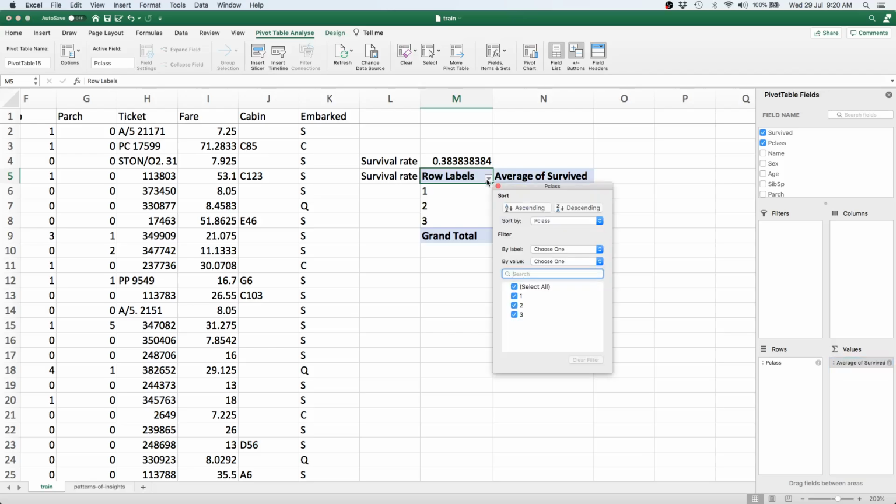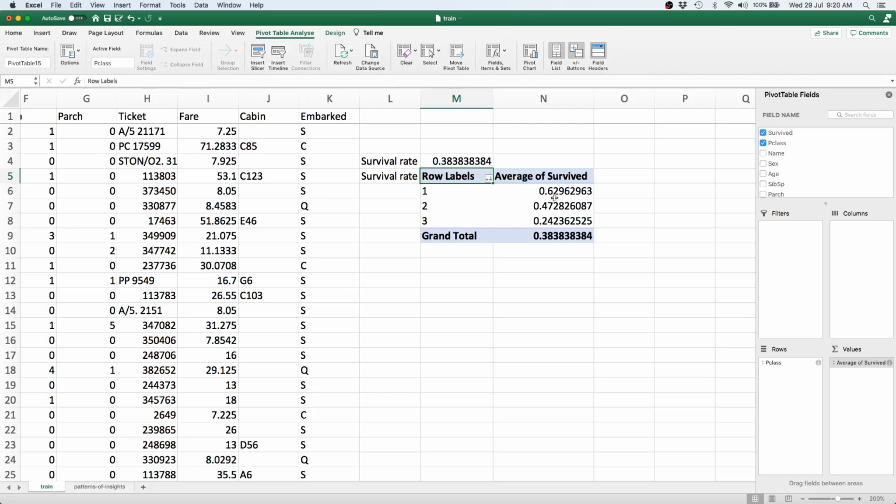Now in order to make it a little more readable, let's sort this in a descending manner by the average of survived. So essentially we know that 62% of passengers from the first class survived, 47% of passengers from the second class survived, and 24% of passengers from the third class survived.